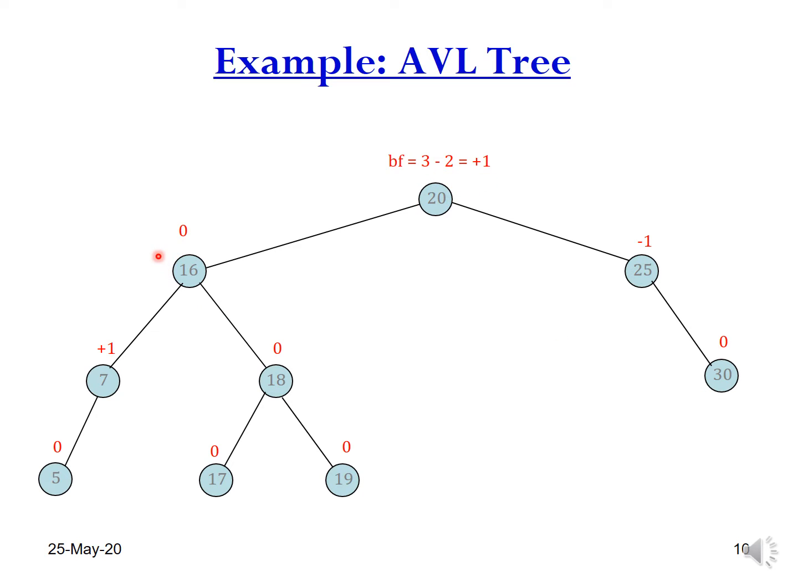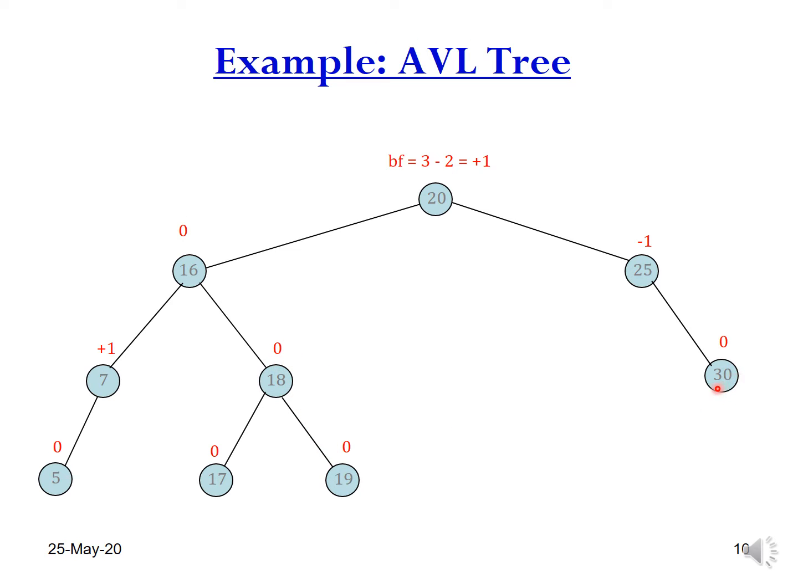Now we will calculate the balance factor of this node. The difference between the height of the left subtree and the height of the right subtree is 2 minus 2, which is 0. And here, because there is no child on the left, the difference of heights will be 0 minus 1, so it comes out to be minus 1. And here the balance factor will be plus 1, because this is 1 minus 0. Here the balance factor will be 0, because the height of the left subtree is 1 and the height of the right subtree is also 1, so 1 minus 1 is 0.